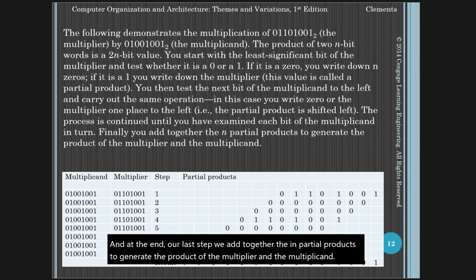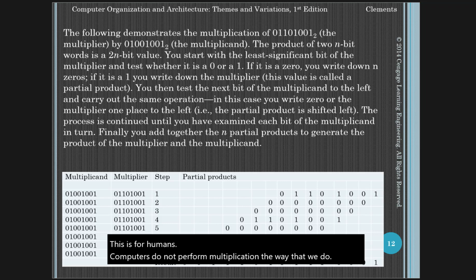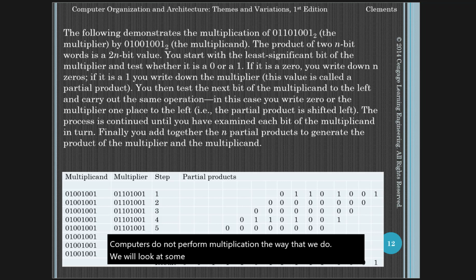Now this is for humans. Computers do not perform multiplication the way that we do. We will look at some of the ways in which computers mechanize multiplication, but ultimately, this is the way that humans would understand it and perform this kind of operation.